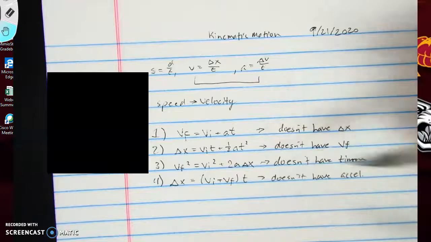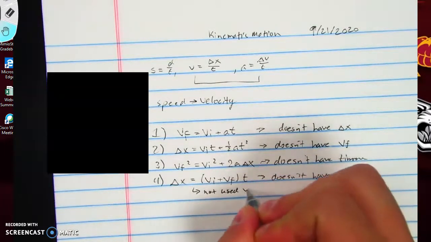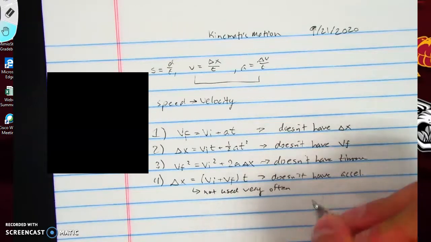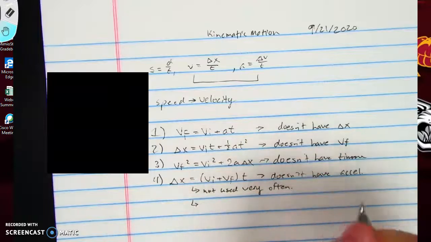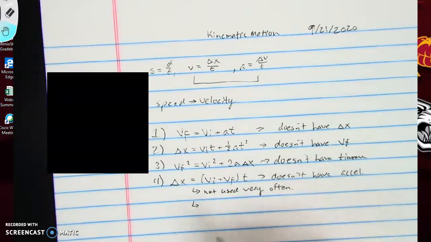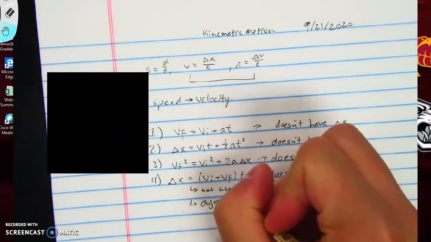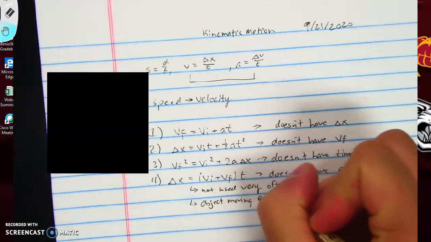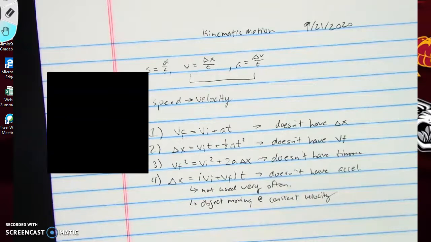This fourth one, like I said, is not used very often. It's a special case, so it has to follow this parameter. It can only really be used, and it makes sense, if there's no acceleration: an object moving at constant velocity. That's the only time this fourth one can be used.